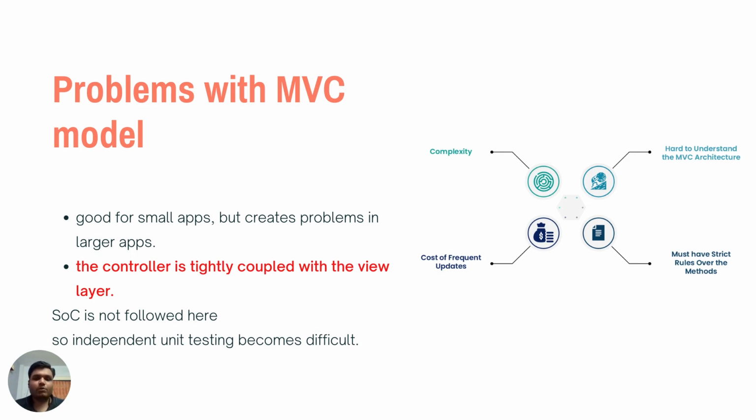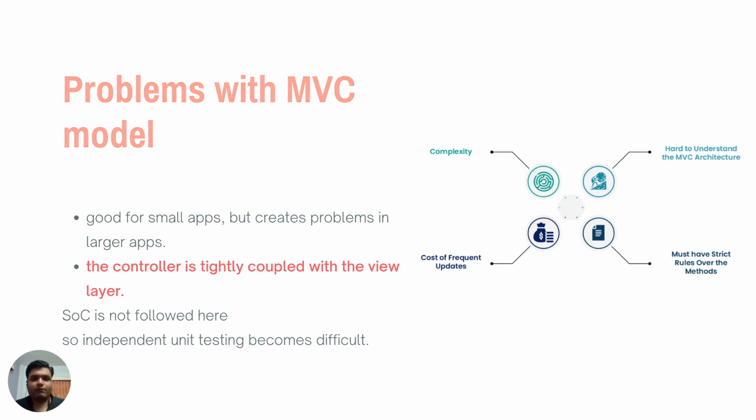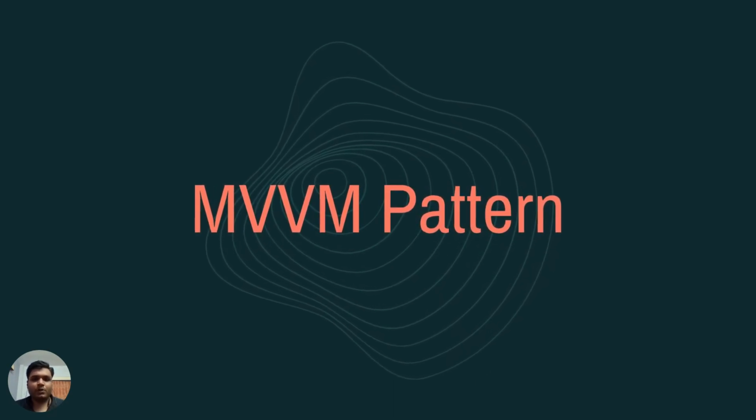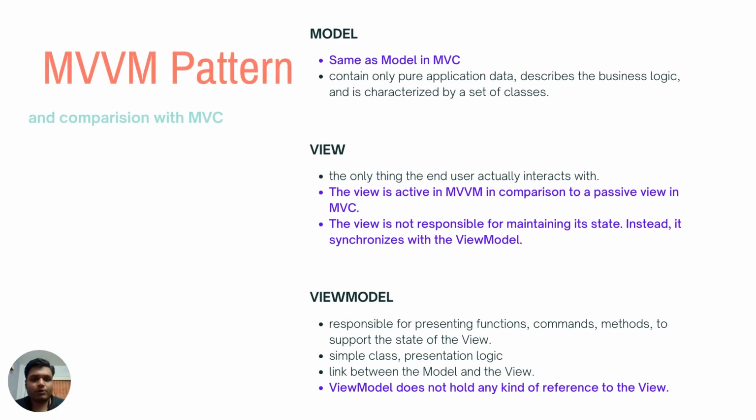To overcome this problem, a new architecture pattern was derived from MVC, which is called MVVM. So MVVM is nothing but Model, View, and ViewModel. Now let's look at each component of the MVVM pattern in detail. The model layer in MVC and MVVM is the same. As I already said, the model layer contains the database classes and the application logic.